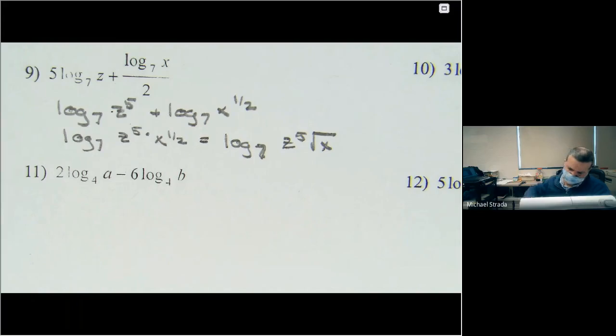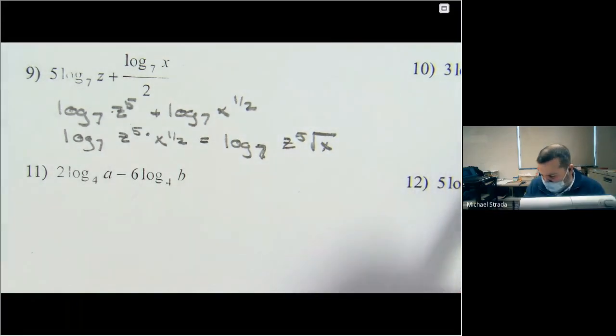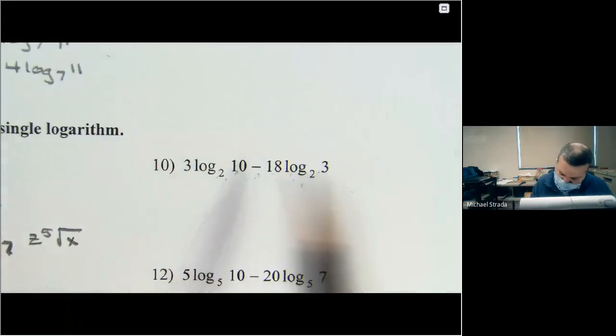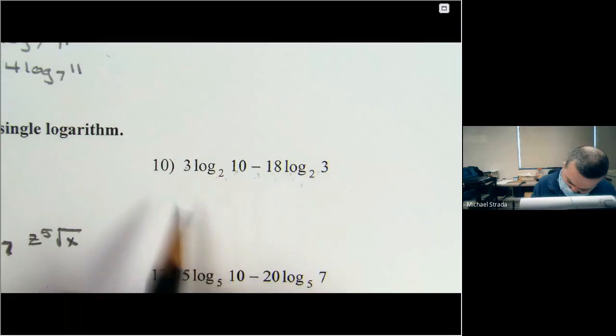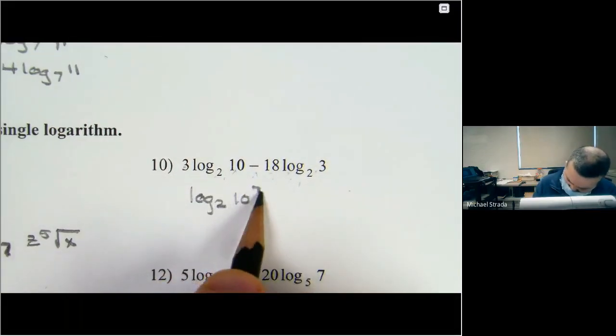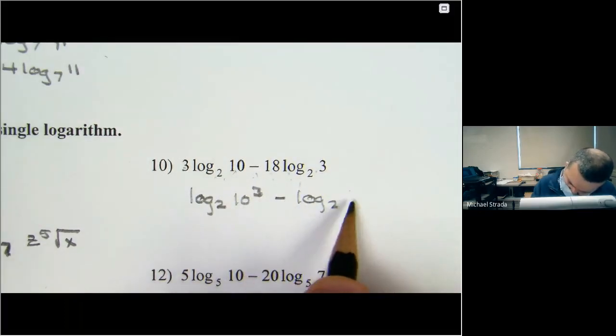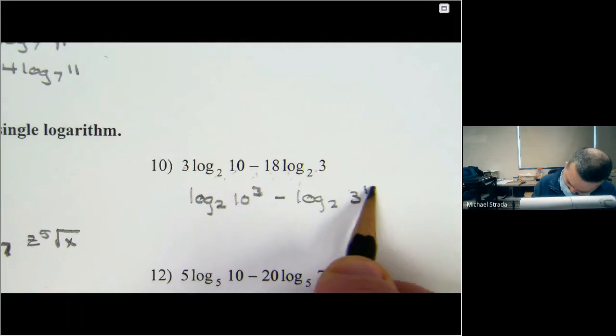All right. 3 log 2 of 10 minus 18 log 2 of 3. Subtraction is division. Coefficients are exponents. So log 2 of 10 cubed minus log 2 of 3 to the 18th.